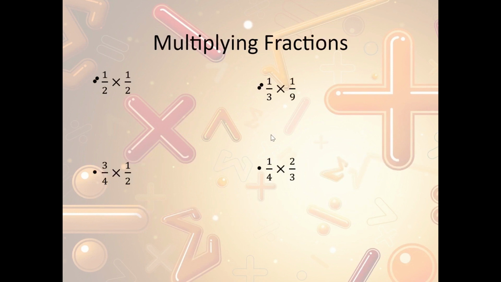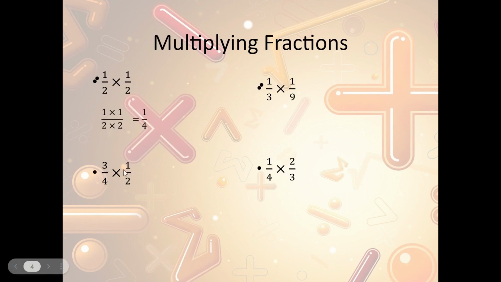So let's look at some examples. We have 1/2 times 1/2. Well, we're going to multiply the numerators, and we get 1 times 1. And then we're going to multiply the denominators. So that's 2 times 2. So 1 times 1 is 1, and 2 times 2 is 4. So we get 1 over 4 as our answer.